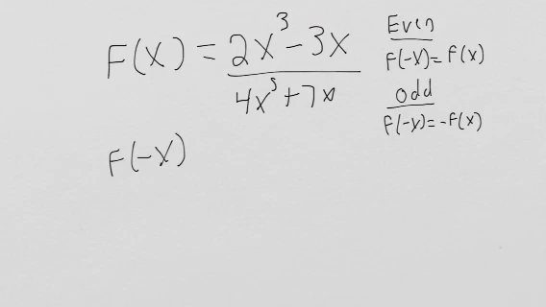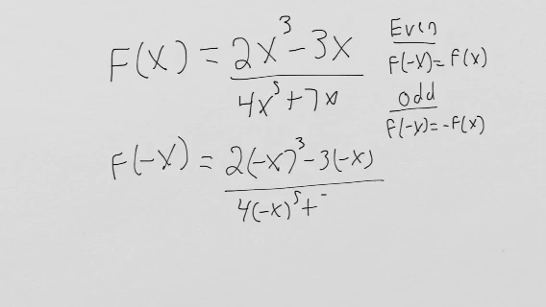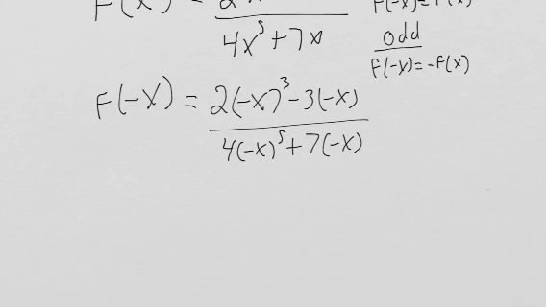So, to plug in negative x, all we have to do is wherever we see an x, we replace it with negative x, because that is our new input: negative x cubed minus 3 times negative x over 4 times negative x to the fifth plus 7 times negative x. Okay, then carrying on, negative x cubed is negative x cubed. So we get negative 2x cubed plus 3x.